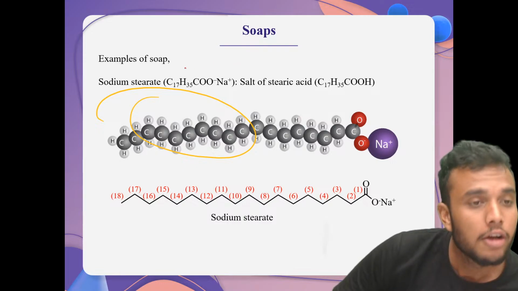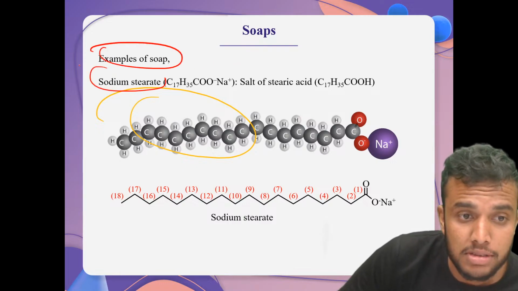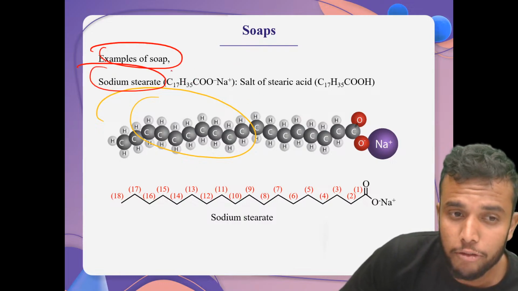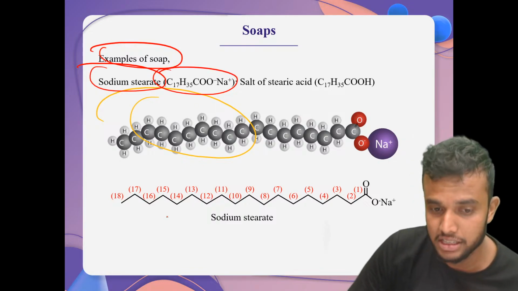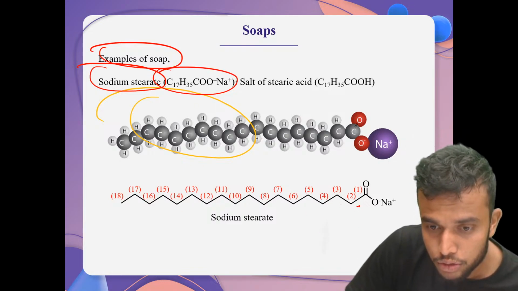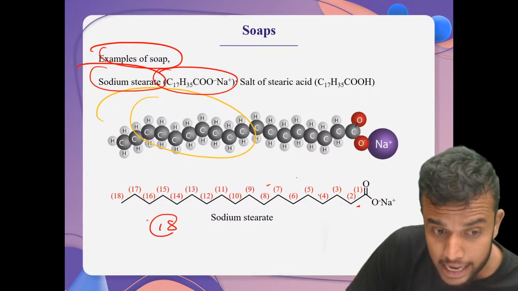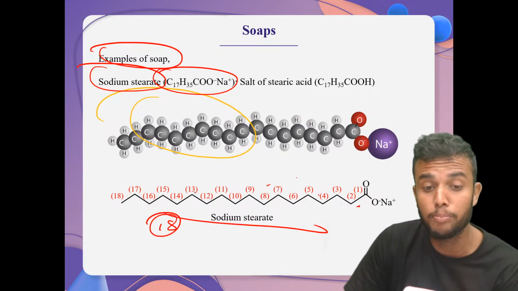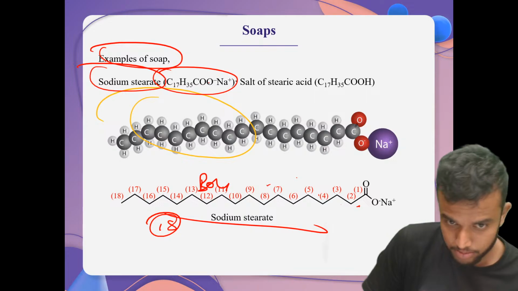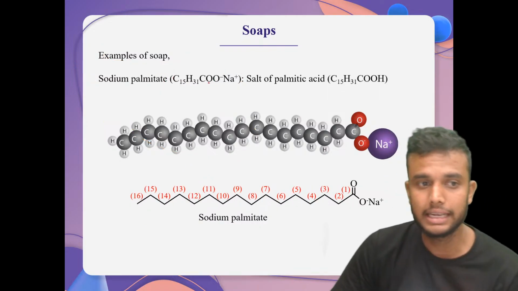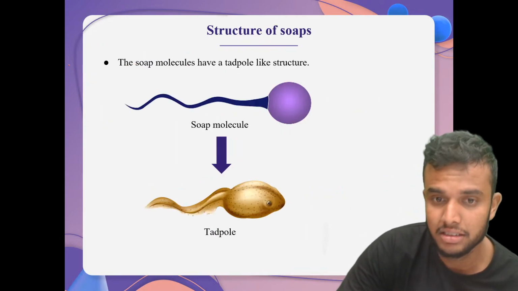Examples of soaps. The first example is sodium stearate. The molecular formula is C17H35COONa. This is the structure. Totally 18 carbon atoms are there. This is the condensed formula, not a bond formula. Second example, sodium palmitate.